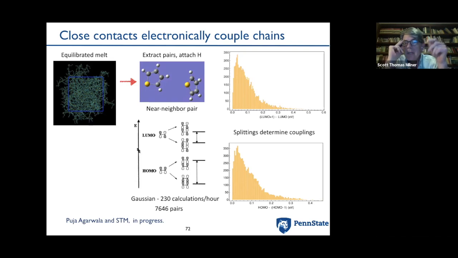And so we see not one such splitting, but many, depending on the details of the nearby arrangements. And there are a minority of rather large couplings here, large in the sense of a few hundred millivolts, which is a relevant energy scale for significant electronic coupling between the chains, which allows, in the end, free carriers to move around in the melt.